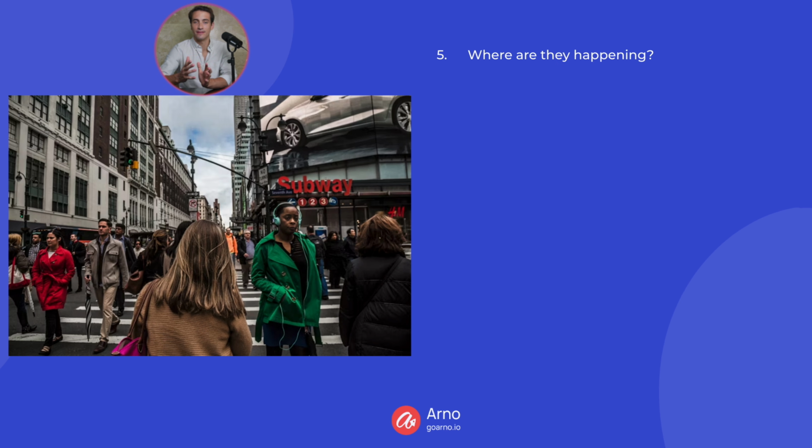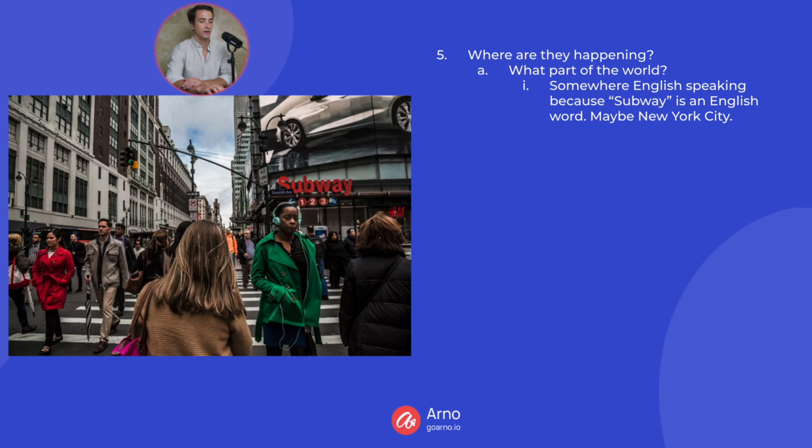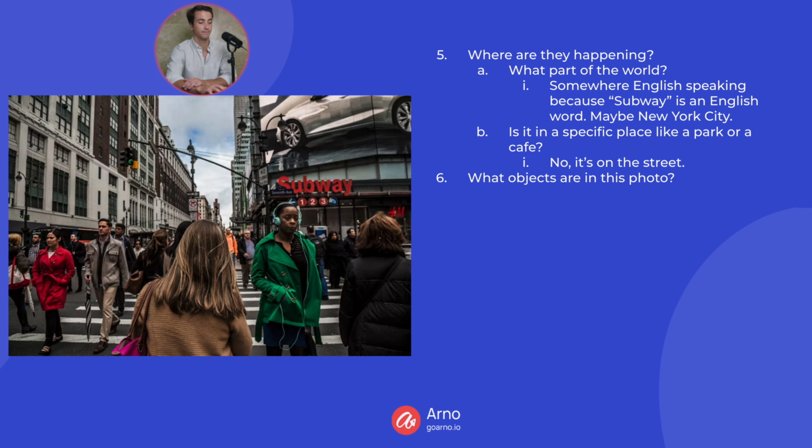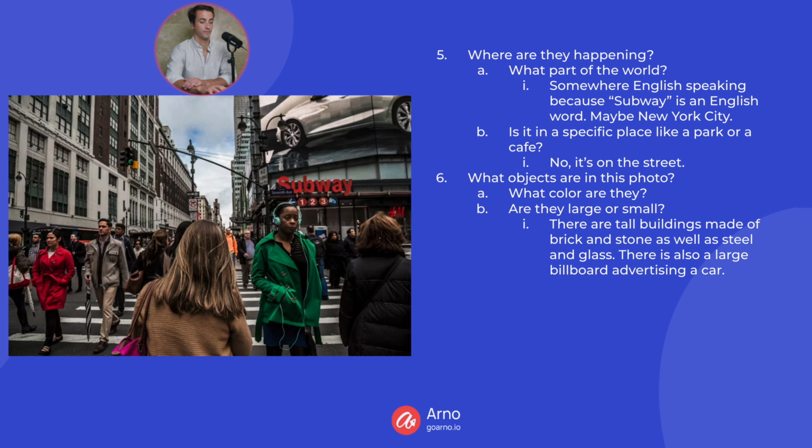Where are they happening? The events, where are they happening? What part of the world? Somewhere English speaking, because subway is an English word. Maybe New York City. Is it in a specific place like a park or a cafe? No, it's on the street. What objects are in this photo? What color are they? Are they large or small? There are tall buildings made of brick and stone, as well as steel and glass. There is also a large billboard advertising a car.